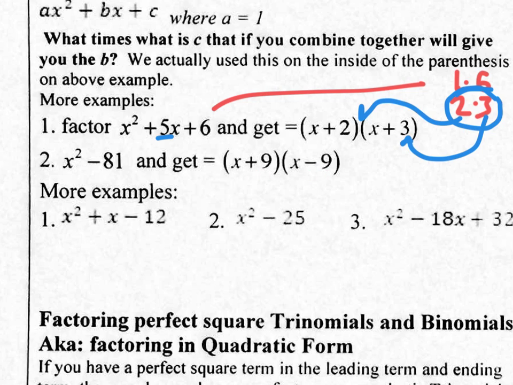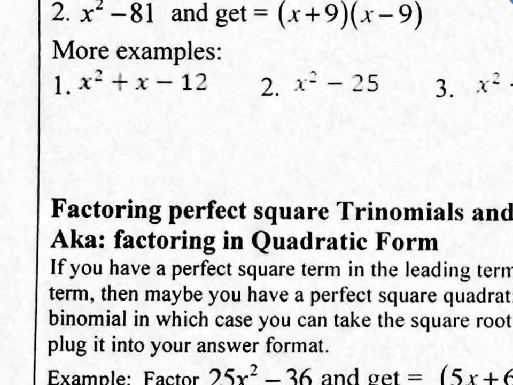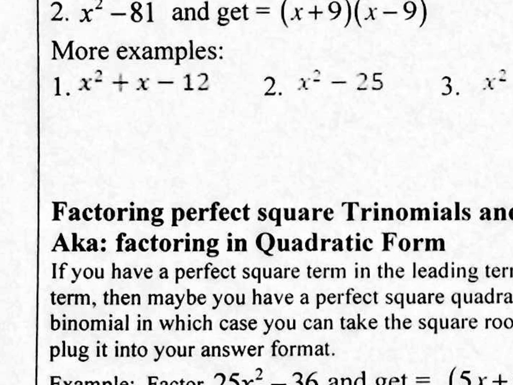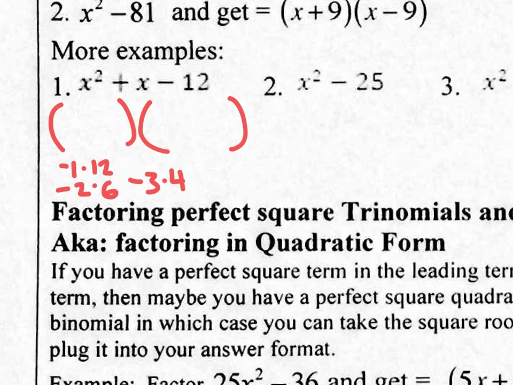Okay, so we have some examples down here we want to work through. So number 1, we're thinking, what times what is negative 12 that if you add together is positive 1? So I'm already going to set up the parentheses for our answer. That's in factored form. And I might need to think of the list of numbers for negative 12. So let me think, how could I get negative 12? It's going to be negative 1 times 12, or maybe negative 2 times 6, or maybe negative 3 times 4. So when I think about these different pairs of numbers that multiply to give me negative 12, which one of them will actually add to give me a positive 1?